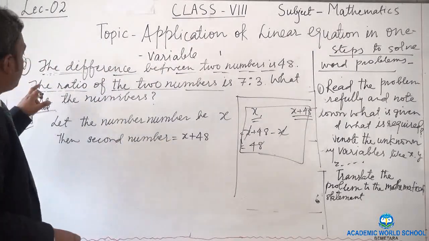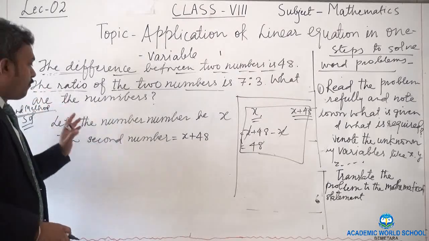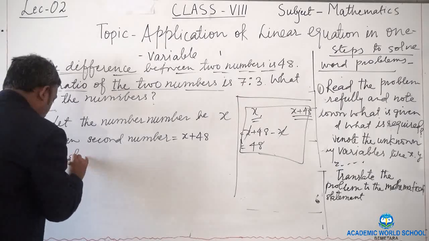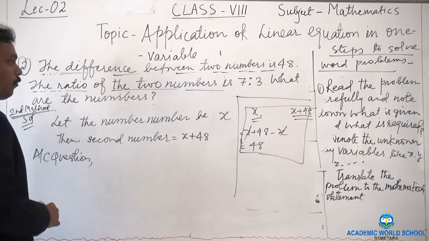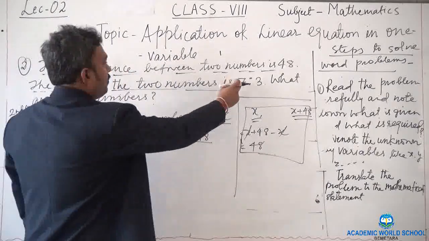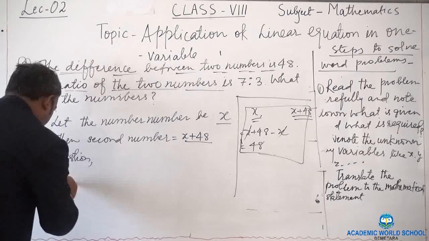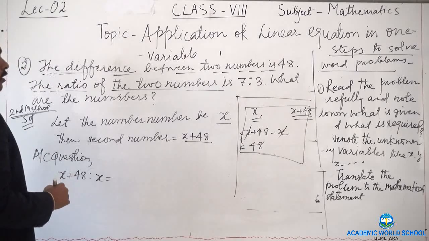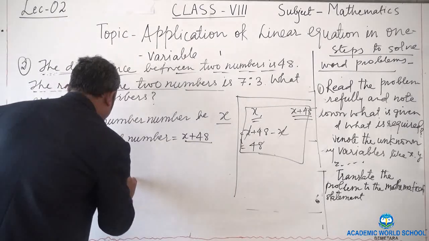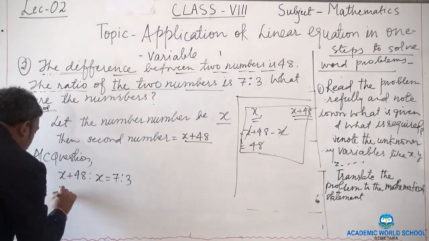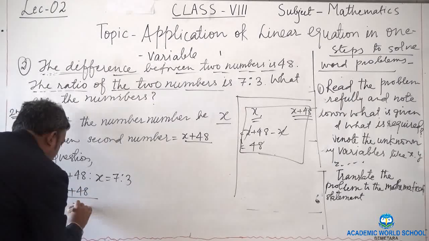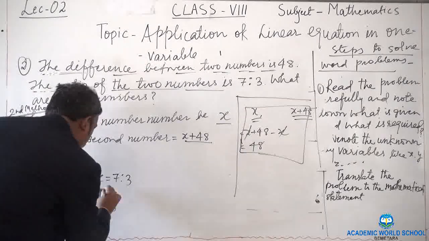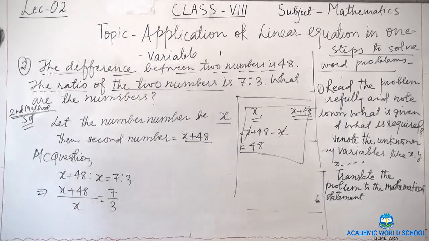Now we use the second statement or second sentence to form an equation. So we write here, according to the question, the ratio of these two is 7:3. So the ratio of the two, x plus 48 is to x, equals 7:3, which means x plus 48 by x will be 7/3. We got the equation.